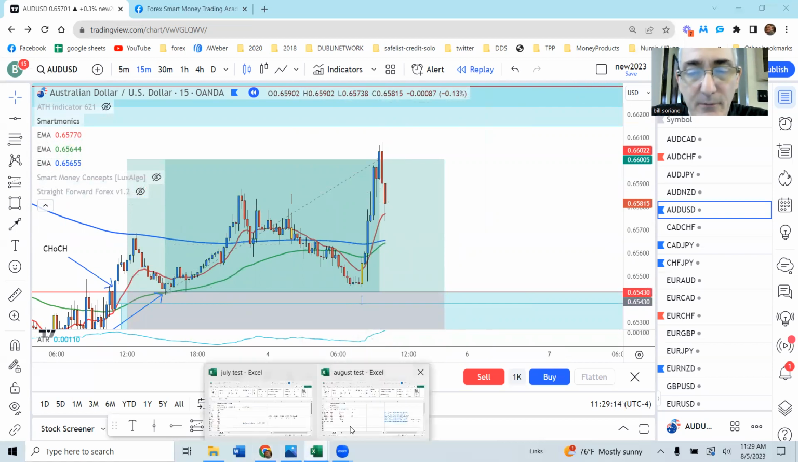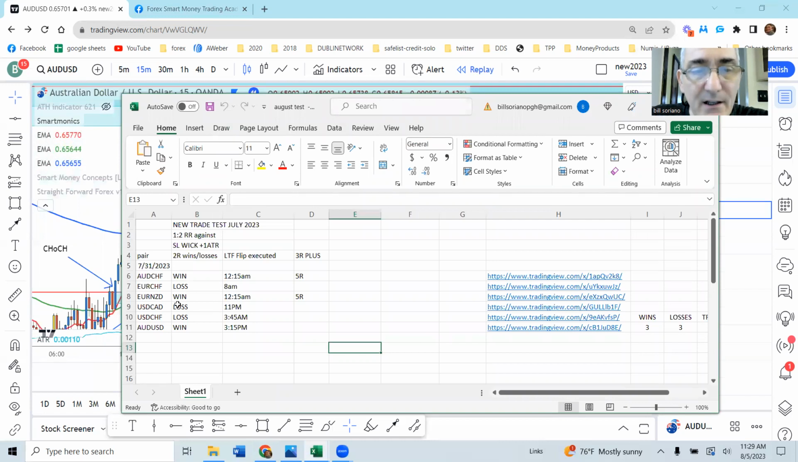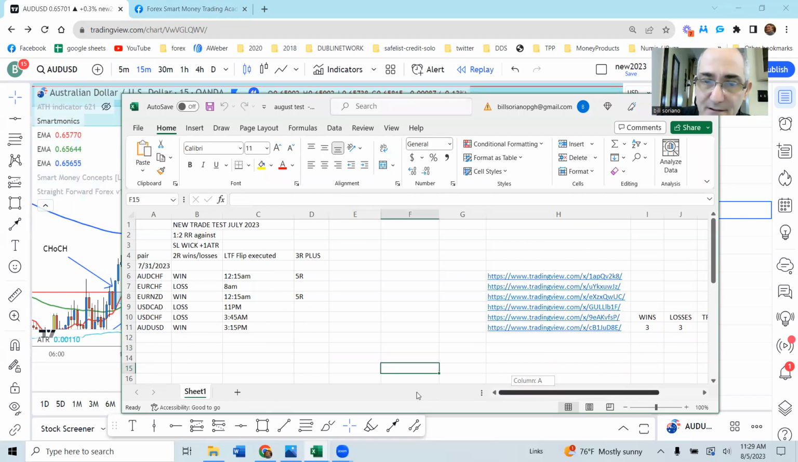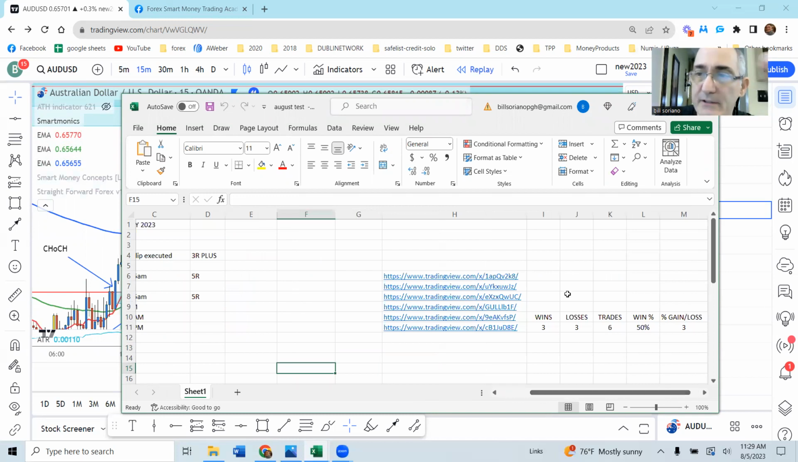And so again, for the month of August so far, just 1 week in, we have 3 winning trades, 3 losing trades, right? And so a 50% win rate and a 3% gain on our trading account. Had we taken all 6 of these trades, the way that I show them, you would have won 3, lost 3, and had a 3% gain on your trading account. Okay, so that was the week. So that's the trade recap for the week of July 31st, 2023, right?